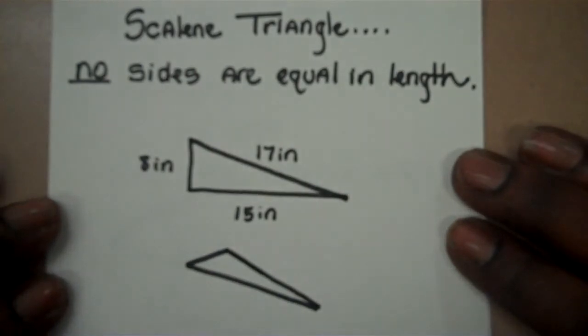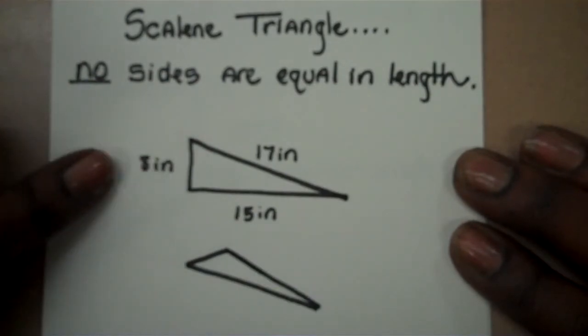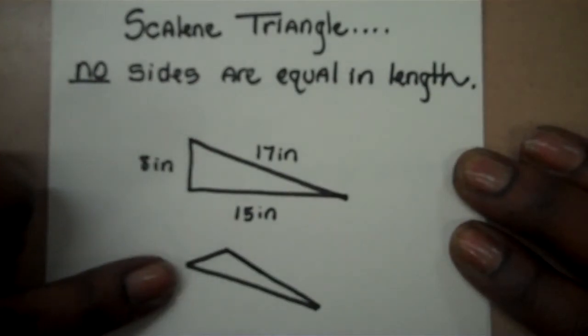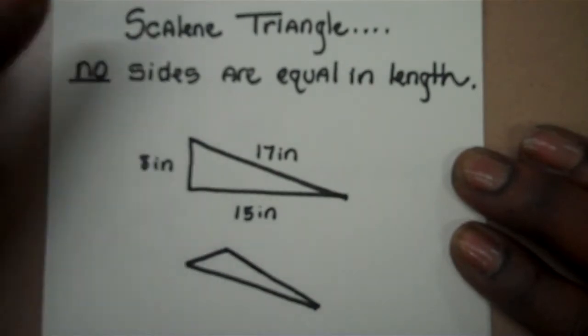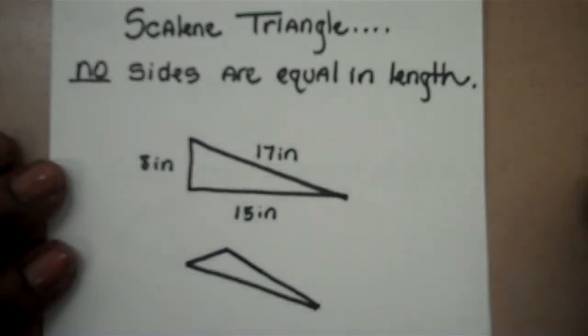The last example is a scalene triangle. In a scalene triangle, none of the sides are equal to each other. And again, the measurements may be written in, or if there's no congruency marks, that tells you that none of the sides are congruent, which makes this a scalene triangle.